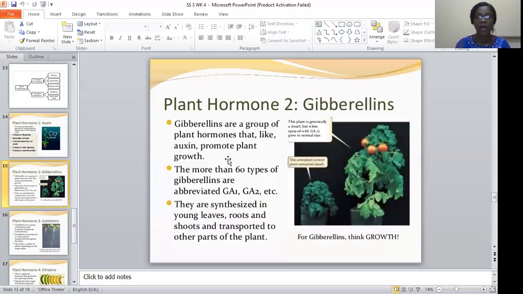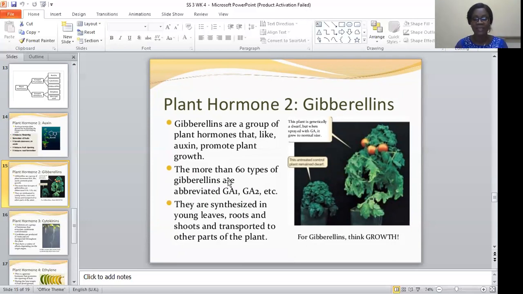The second plant hormone we are going to be talking about is Gibberellins. Gibberellins are a group of plant hormones that, like Auxin, also promote plant growth. There are over 60 types of them, that is, we have different types of gibberellin. They are abbreviated as GA1, GA2, GA3, GA10 till the end of it. They are synthesized in young leaves, roots, and shoots, and then transported to other parts of the plant.